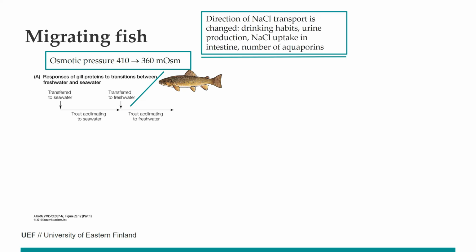And also what happens in the gills and in the whole water balance is that the sodium chloride transportation is changed. They are either starting or stopping the drinking habit. Then they are modulating what kind of urine they are producing. Are they taking sodium chloride in the intestine? How many aquaporins do they have, because the number of aquaporins is related directly to the flow of water.